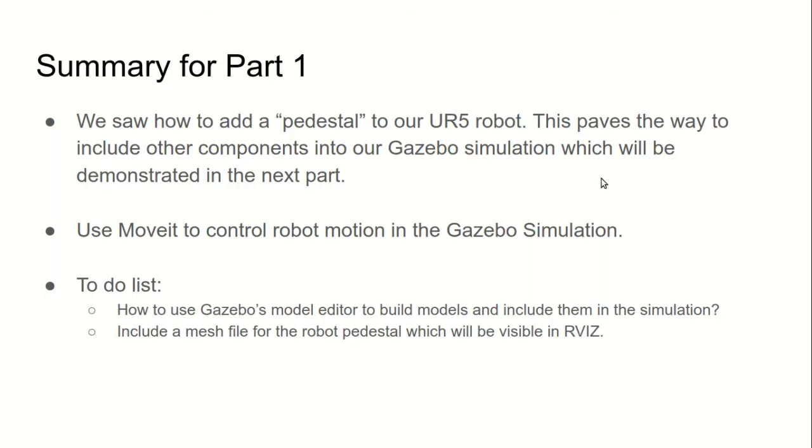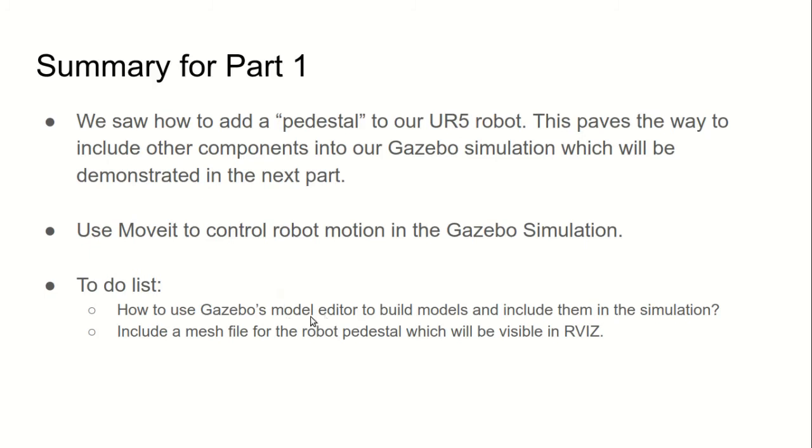So as a summary, we saw how to add a pedestal to our UR5 robot. This paves the way to include other components to our Gazebo simulation, which will be demonstrated in the next part. Then we use MoveIt to control robot motion in Gazebo simulation. So the to-do list is there.